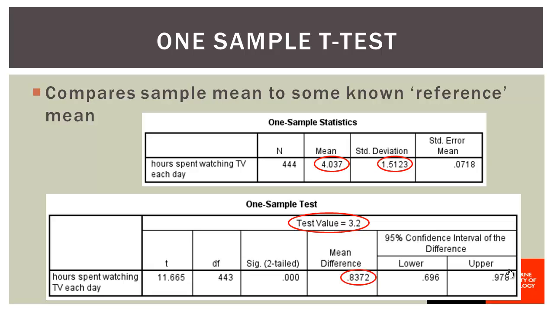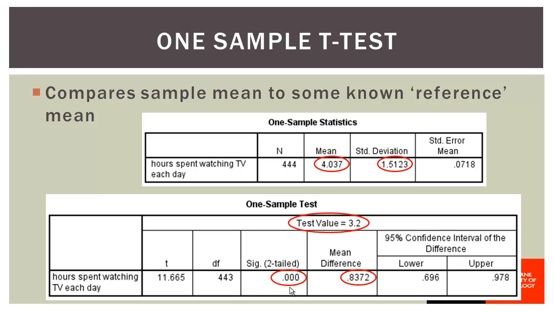Well, with all significance testing, we have a very simple rule. If the significance figure, or more commonly it's referred to as the p-value, is less than 0.05, we say that the sample mean is significantly higher than the reference mean of 3.2. In this example, the p-value is 0.000. That's definitely less than 0.050, so our sample mean is significantly higher than 3.2. That is, we've got enough evidence to convince us that on average students spend more time watching TV than Australians in general.